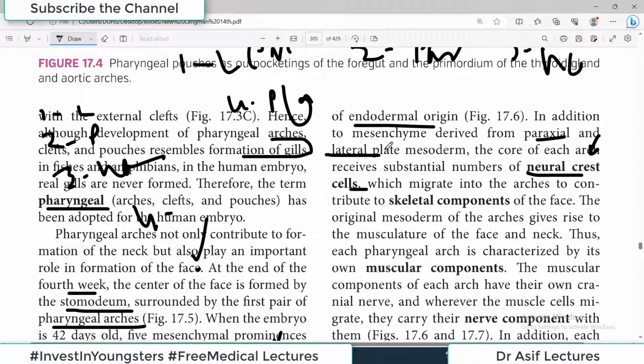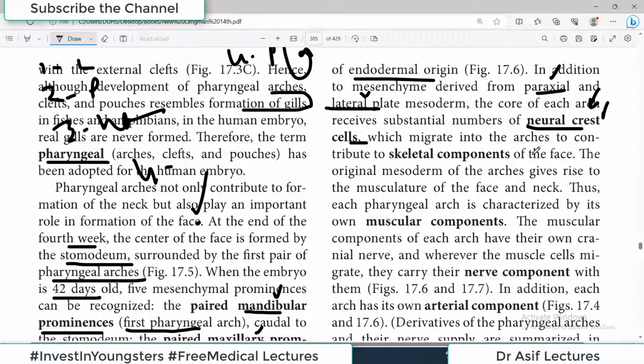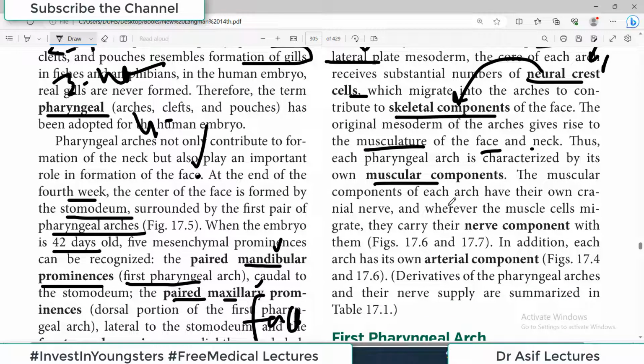तो यहाँ पे यही बात हो रही है कि in addition to the mesenchyme which is derived from paraxial and the lateral plate mesoderm, the core of each pharyngeal arch also receives contribution from the neural crest cells, which migrate into the arches to contribute to skeletal components. So the neural crest cells form the skeletal component of the face. The original mesoderm of the arches gives rise to the musculature of the face and neck. Thus, each pharyngeal arch is characterized by its own muscular component. The muscular component of each arch has its own cranial nerve supply, and wherever the muscle cells migrate, they will still have the same cranial nerve component.